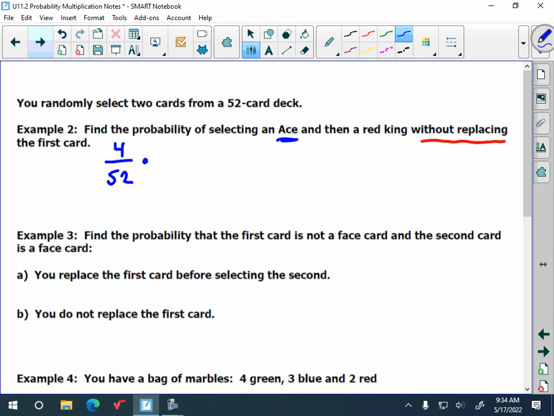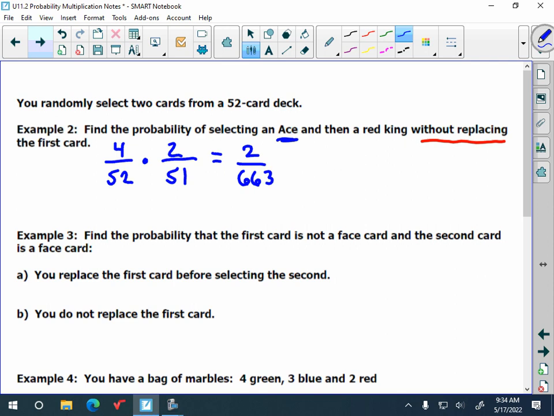Times. All right, so I have to assume I pulled the ace out, and I don't put it back in the deck. Now I want to get a red king. How many red kings are there? There's 2, the king of hearts and king of diamonds. But there's only 51 cards left in the deck because I have to assume I pulled the ace out and didn't put it back in the deck. All right, and so then I just multiply those together. So it's 2 out of 663.